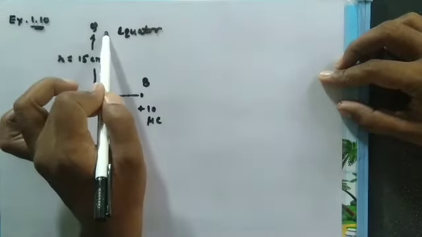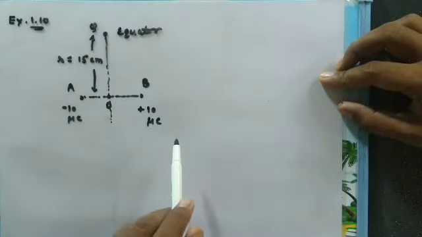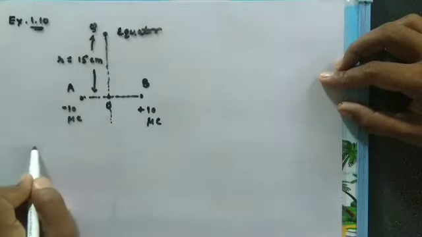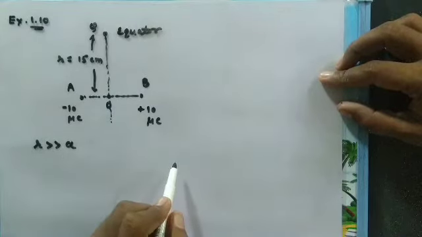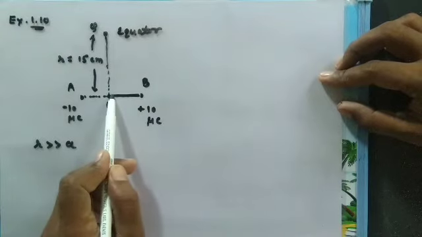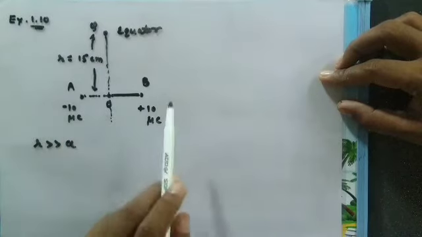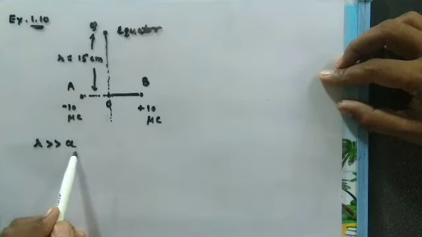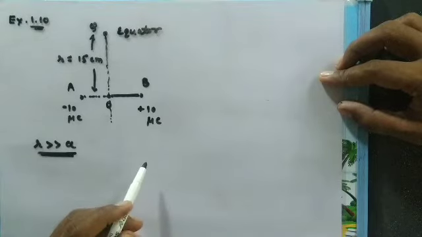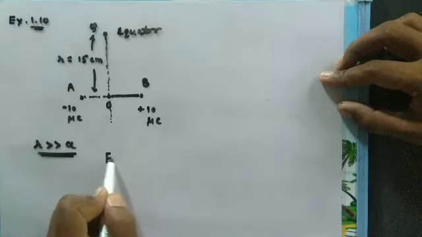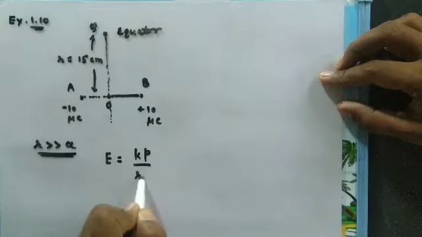And now we are going to find the electric field at point Q. Again the condition is same. R is very much greater than distance A. This distance A is very small compared to this distance, which is in centimeter. So using this condition we can use a simple formula for equator. E is equal to K P by R cube.